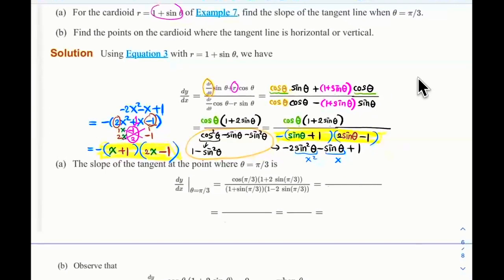The first part over here, part A, they just want to find the slope of the tangent when theta is pi over 3. You already found the slope of the tangent, right? This is the slope of the tangent, okay? Remember, this is the slope of the tangent. That is it. So now theta equals pi over 3, what do we need to do? Just plug it in, right? So we're going to plug in theta equals pi over 3 into this dy/dx right here, and you got this.